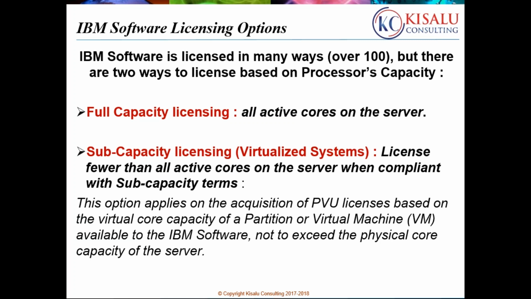So we need to be compliant with the options that apply to the acquisition of PVU licensing, based on the virtual cores capacity of a partition or a virtual machine that is available to the IBM software, and that shouldn't exceed the physical core capacity of the server.